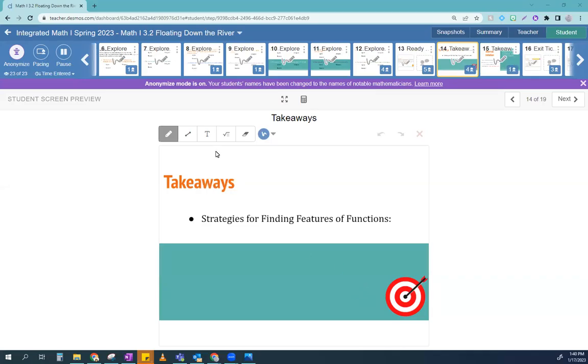Okay, so we're going to do the takeaways for 3.2. And the way it works is, what strategies did you guys use for finding the features of functions, like in terms of range? What was a strategy that you guys used?